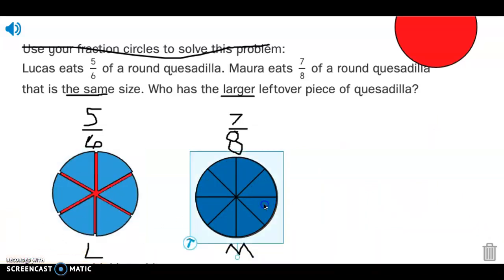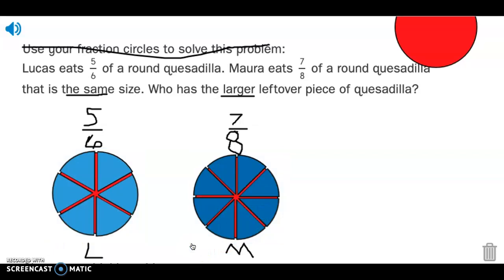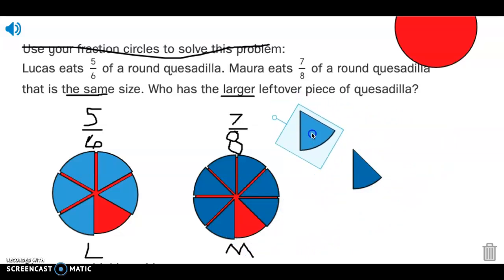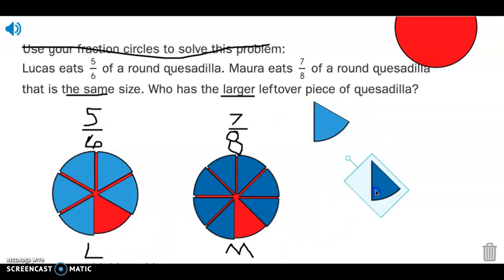But we need to break these apart because Lucas only ate 5 out of 6, and Mora only ate 7 out of 8. So who has the larger piece left over? Well, this is the piece left over, and this is the piece left over. If I put these on top of each other, look at that. Who has the larger piece that's left over? I can see the light blue peeking in, so Lucas. Lucas has the larger piece left over. 1/6 is larger than 1/8.